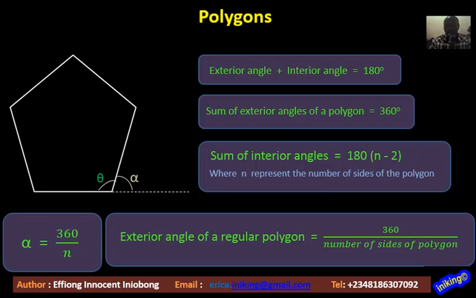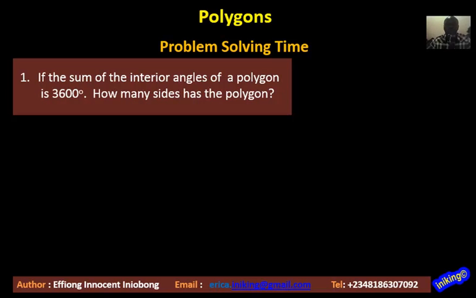In this video clip, just like in the last video clip, we'll solve some more problems, and that will bring us to the end of polygons. The first problem we have here is, if the sum of the interior angles of a polygon is 3,600, how many sides has the polygon?